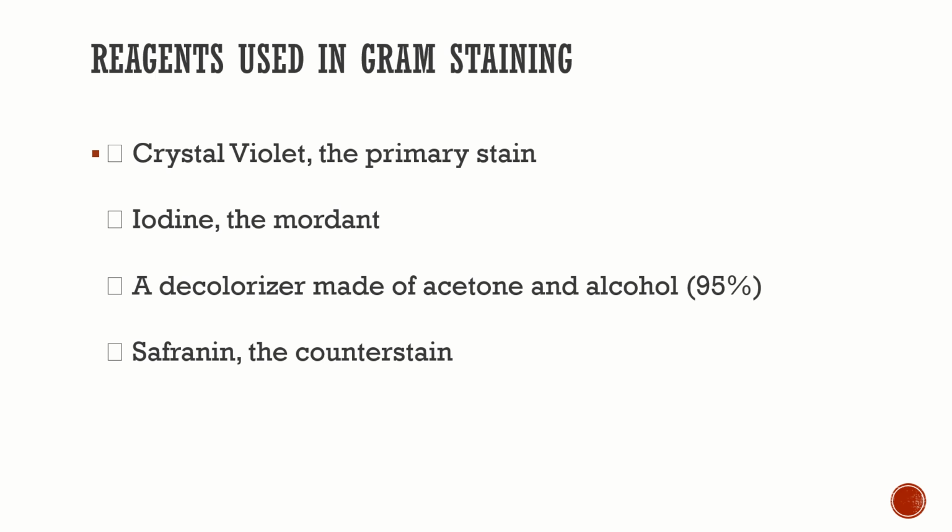First, as I already mentioned, crystal violet is the primary stain. Then we add iodine as the mordant. Then a decolorizer made of acetone or alcohol, that is 95% alcohol. Then the last one is safranin, that is the counter stain.